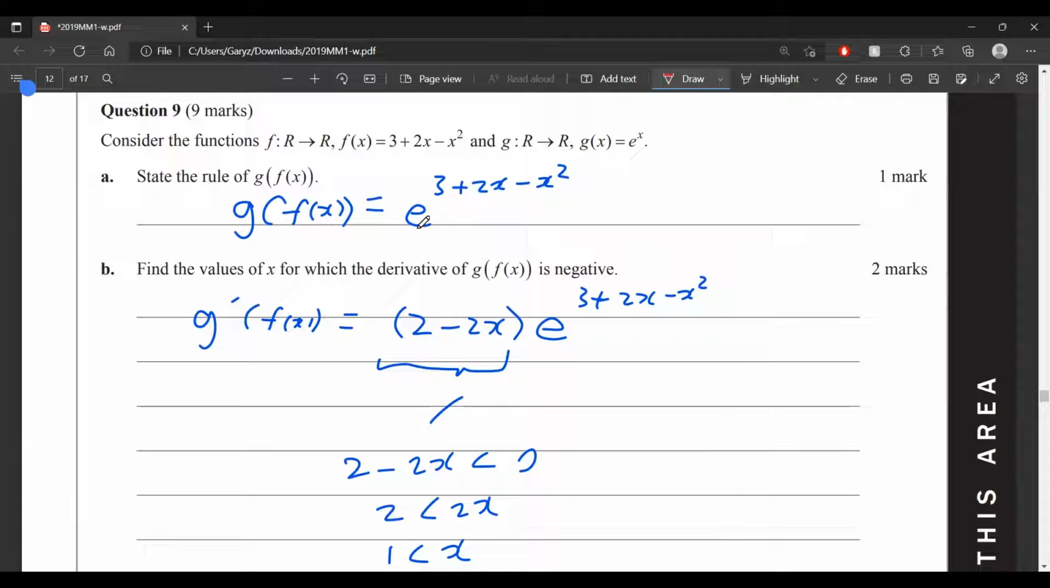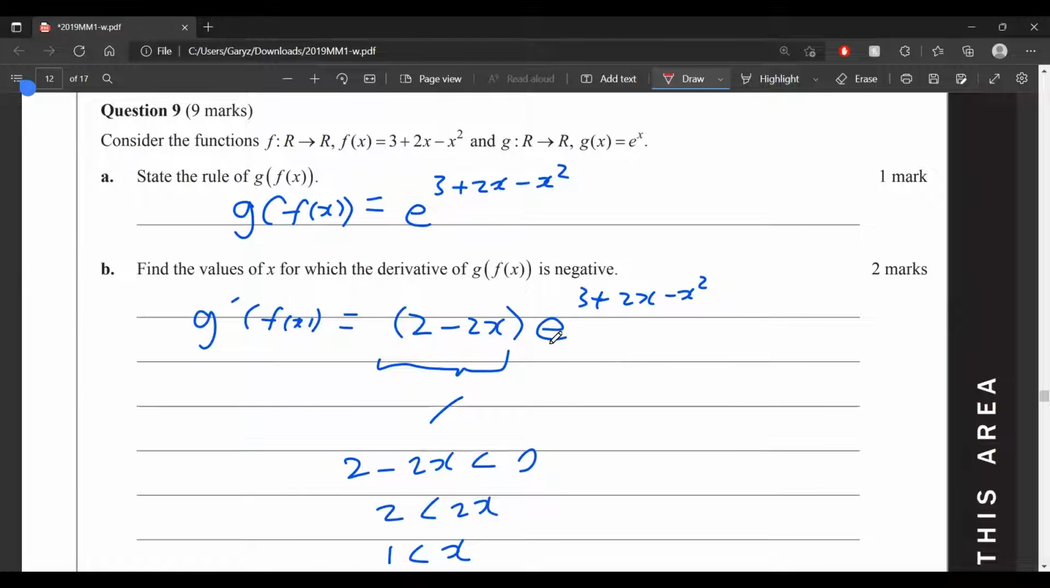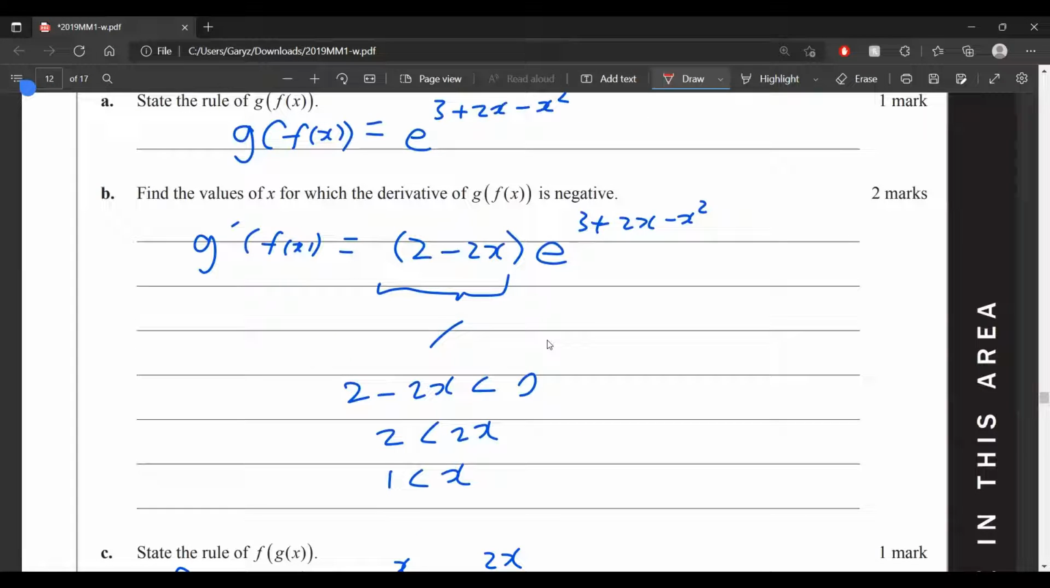So g of x, this should be relatively straightforward. That should be the answer here. If there's any questions regarding how you work this out, please let me know. Part B, we find a derivative, and we want to find values of x such that the derivative is negative.